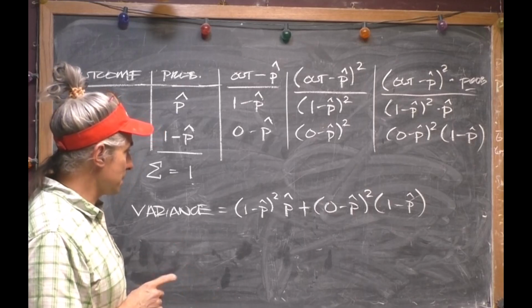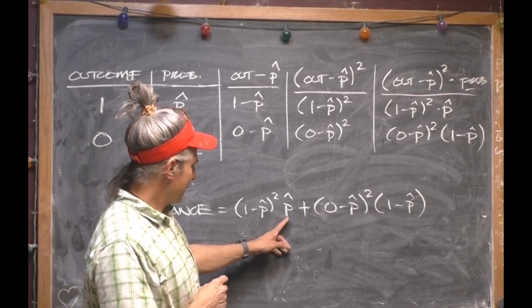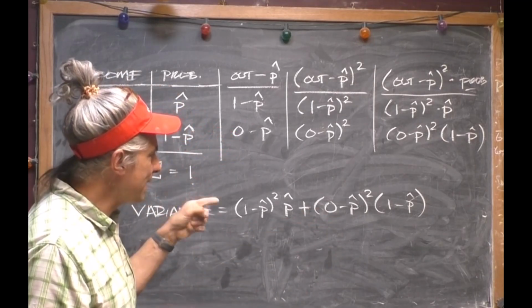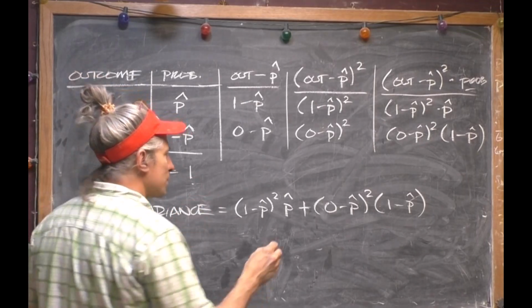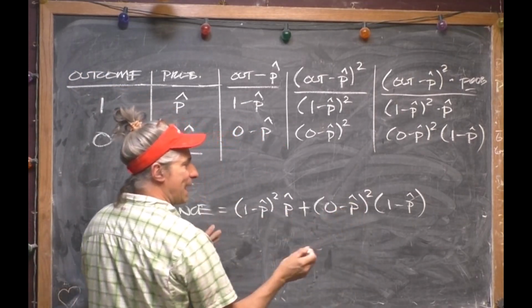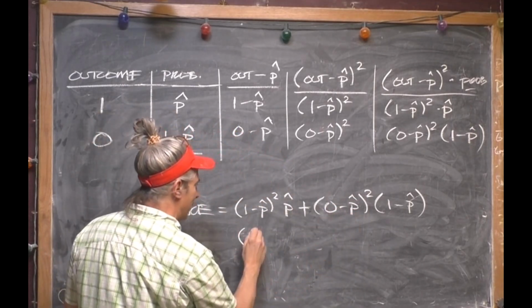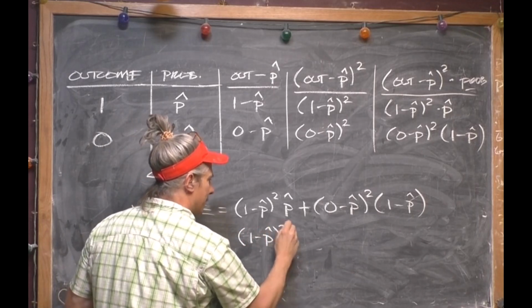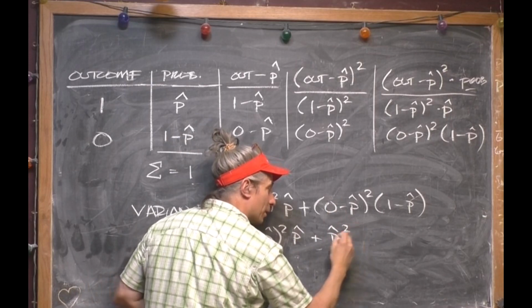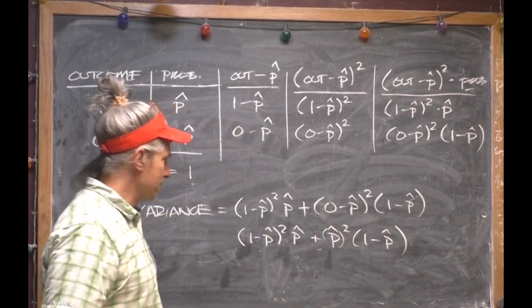I also notice that there's a p hat here, and a negative p hat there. But if I was to simplify this, 0 minus p hat is just negative p hat. If I square that, that's going to become a positive p hat squared. That was the whole point of doing that, right? So I'm going to do something here. Plus, this is going to be p hat squared times (1 minus p hat).